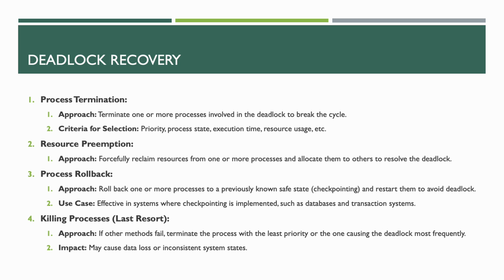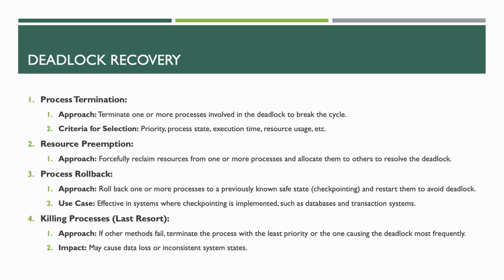First of all, we learned the occurrence, then how we can avoid the deadlock. Then we saw how we can detect the deadlock. Now, after all of this, if deadlock happens, how can we recover from that? These are similar techniques to what we have learned so far. First of all, process termination: we have to terminate one or more processes involved in the deadlock to break the cycle.